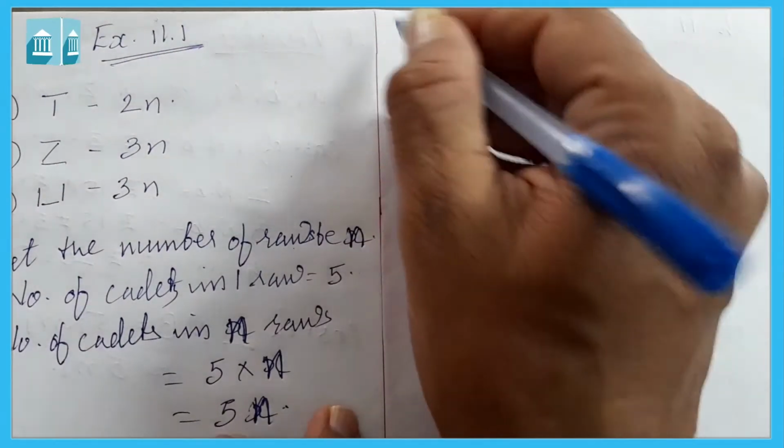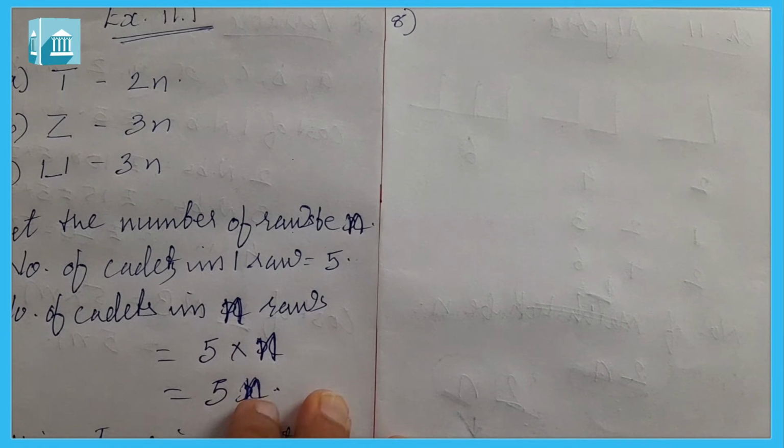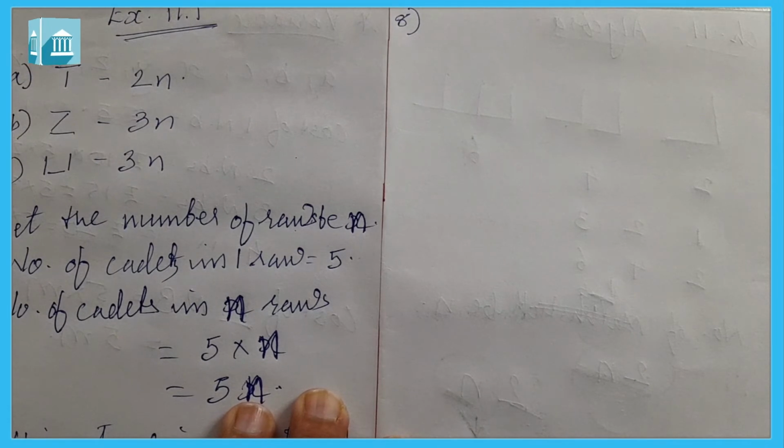Let us see question number 8. Question number 8 is, Leela is Radha's younger sister. Here it is given, Leela is Radha's younger sister. Leela is 4 years younger than Radha. Can you write Leela's age in terms of Radha's age?